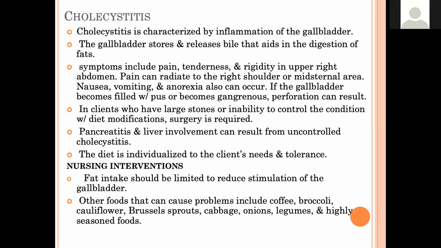Okay. So what do we do? Fat intake is limited so that the gallbladder quits squeezing, right? The gallbladder squeezes harder the more fat that gets dumped into the small intestine. Other foods that cause problems include coffee, broccoli and cauliflower, Brussels sprouts, cabbage, onions, beans and peas, and highly seasoned foods. Let's look at pancreatitis.